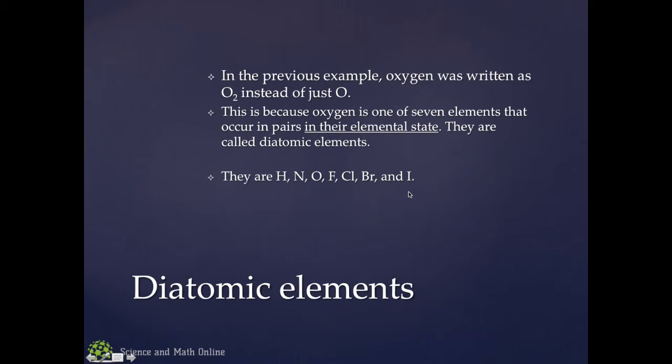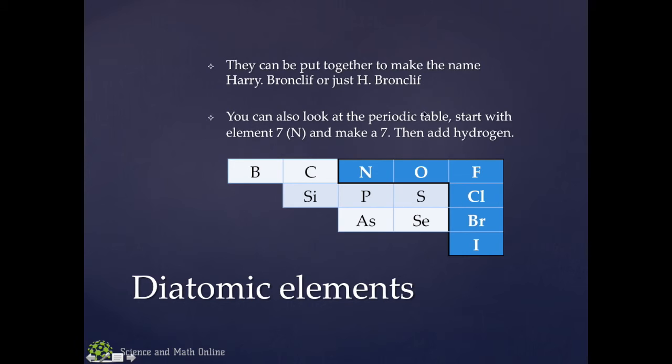And there are 2 ways to memorize this. The way I learned in school was this one, Harry Broncliffe as a name, so H. Broncliffe. So hydrogen, bromine, oxygen, nitrogen, chlorine, iodine, and fluorine. And then the teacher I did my student teaching with, the way she did it, she said you look at element number 7 on the periodic table, which is nitrogen, and make a 7 and add hydrogen. Okay, so start with element 7, make a 7, and then add hydrogen. So nitrogen, oxygen, fluorine, chlorine, bromine, iodine, and hydrogen.